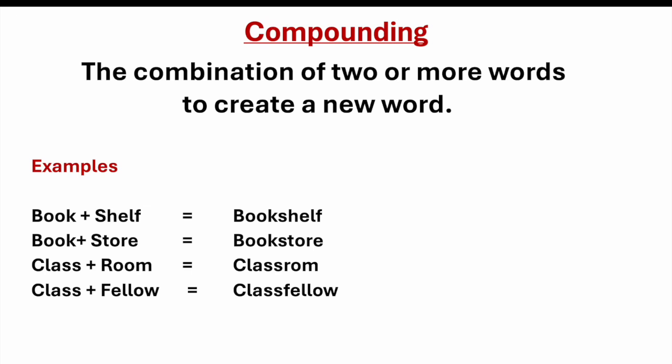Compounding, it's a combination of two or more words to create a new word. For example, book is one word, shelf is other, and when these two words combine, the new word we have is bookshelf. Bookstore, classroom, class fellow. So two words are combining to create a new word, and this is called compounding.